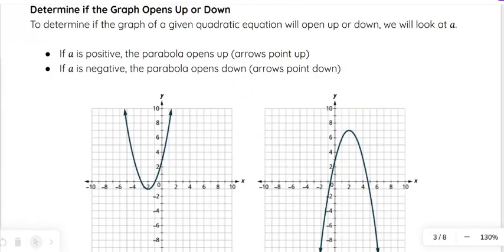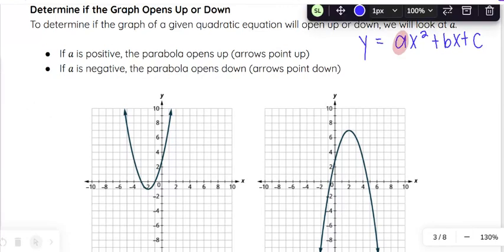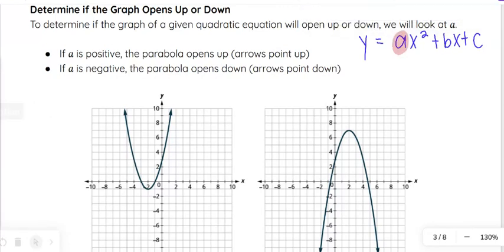Now, to determine if the graph opens up or down, in that standard form equation, ax squared plus bx plus c equal to y or equal to f of x, that a is going to tell us what our parabola does, if it opens up or if it opens down. So if a is positive, then the parabola opens up. In other words, the arrows are pointing up. If a is negative, then the parabola opens down, and so that would look something like this.